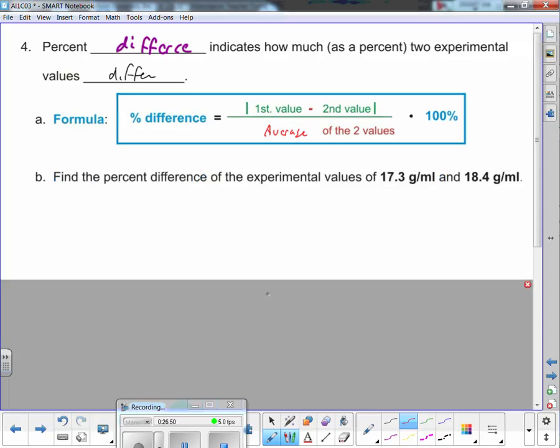I don't think we have enough time, so I'll give you the answer if you want to work this on your own. If I can read my own handwriting, I think it's 6.16%. That would be the difference if you got a 17.3 grams per milliliter value one time and an 18.4 grams per milliliter value the second time.